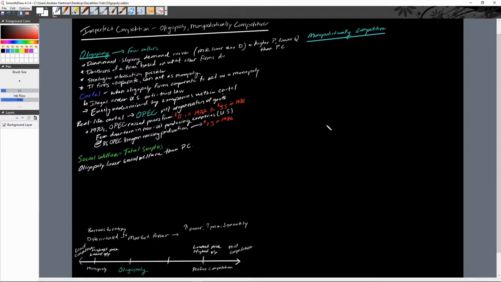Monopolistically competitive firms are interesting. So here are the two key things I want to say that define a monopolistically competitive market. You do have differentiated products, like, for example, a monopoly, or not for example, but like a monopoly. The other aspect of this, though, is that there are no barriers to entry.